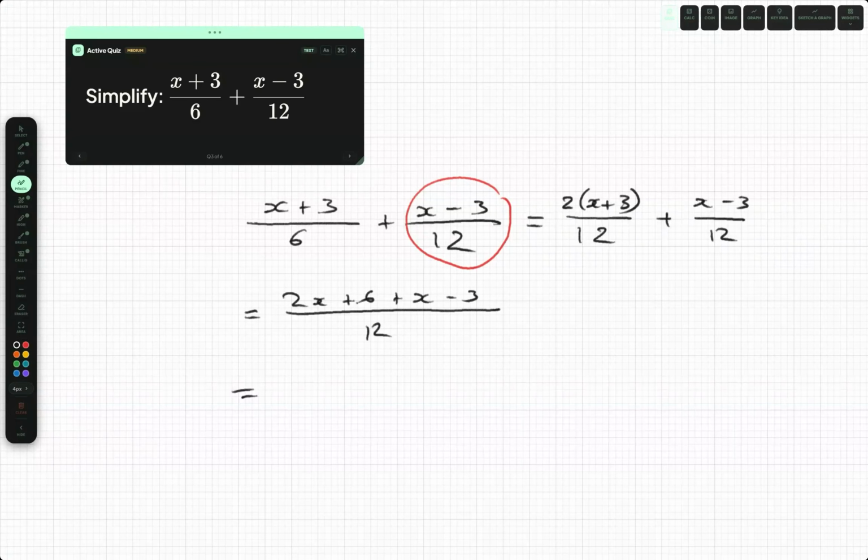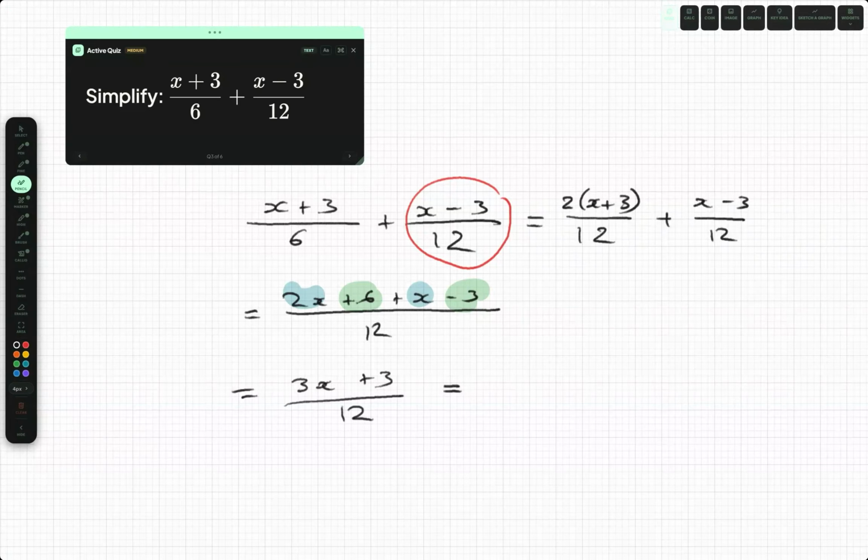In this one, we now are going to do our like terms. So we have 2x, then we have x, and we have our positive 6 and our negative 3. Alright, so using that information, 2x plus x is 3x, and 6 minus 3 is positive 3 all over 12. And you might look at this and think, that looks like it can be simplified, and you would be correct.